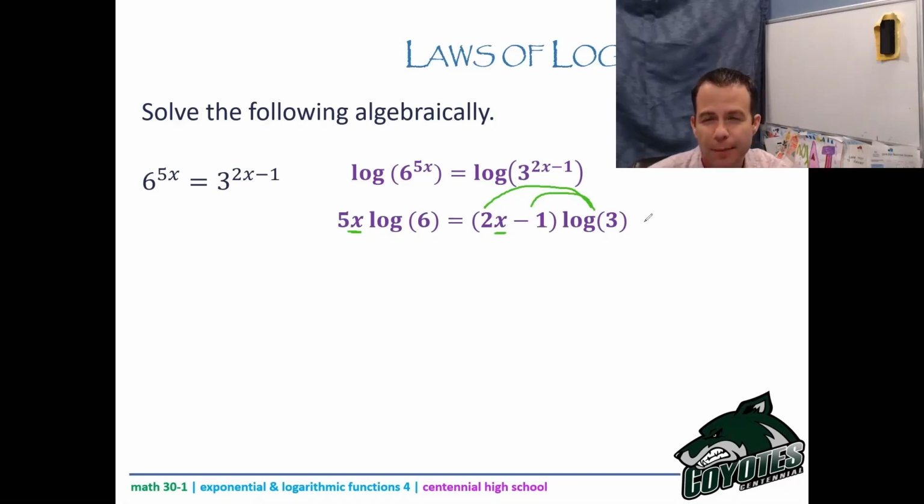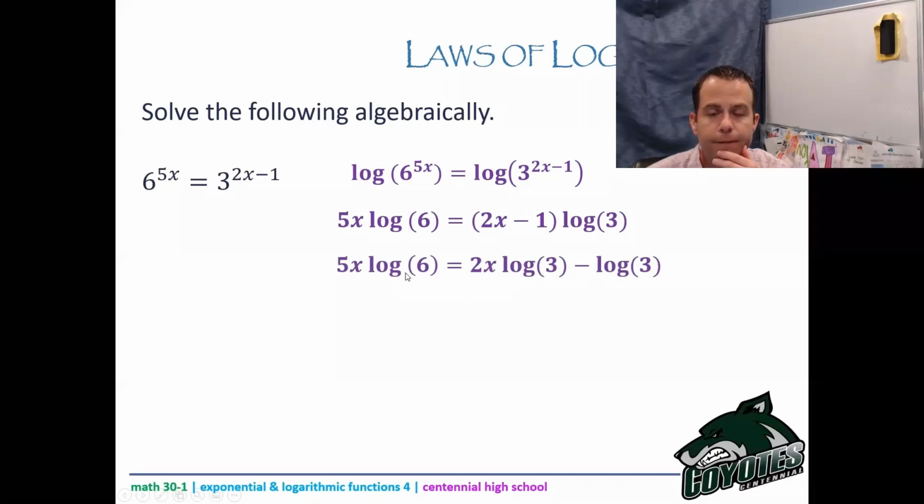I could divide by log 3 on both sides, but in this example, that's actually going to make my life a little messier than it has to be. So I'm going to do the distributive law instead. And that's going to give me 5 log 6 equals 2x log 3. I multiplied the 2x by log 3, and then the negative 1 by log 3 will give me negative log 3.